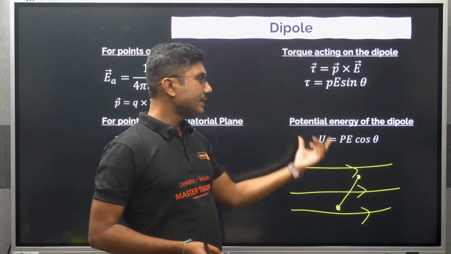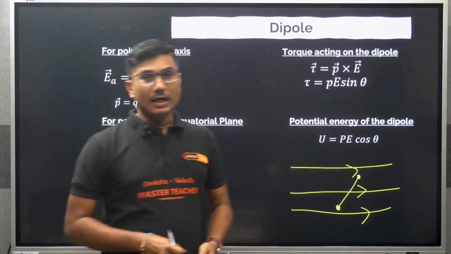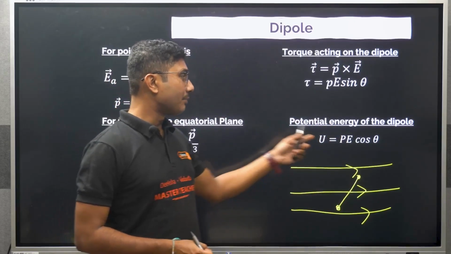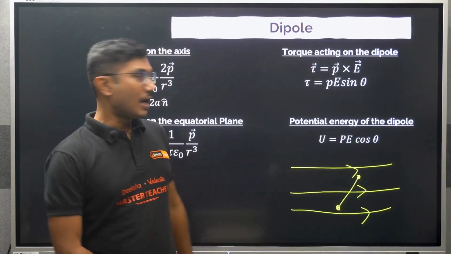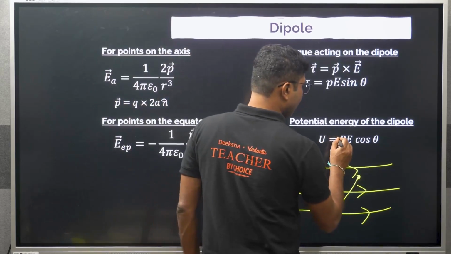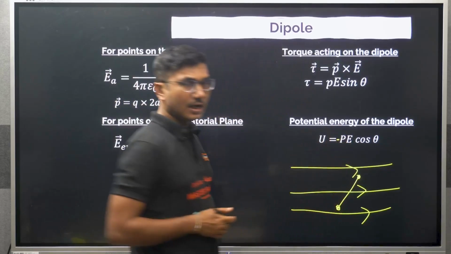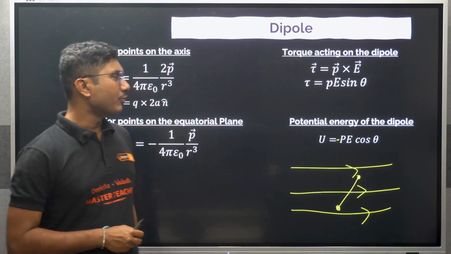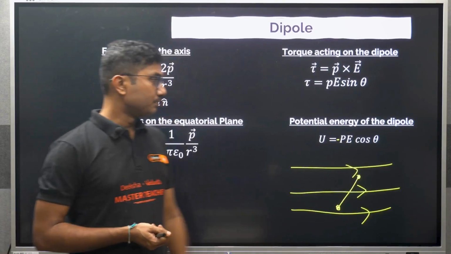Now potential energy, when you keep that inside this electric field, the potential energy of the system will be minus Pe. Sorry, there will be a negative sign, minus Pe cos theta. Minus Pe cos theta is the potential energy of the dipole.